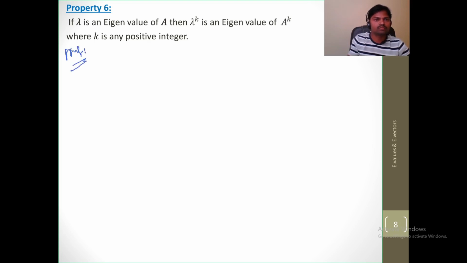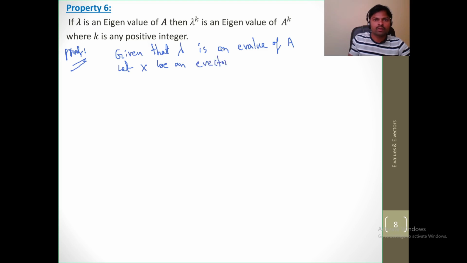Proof. Given that lambda is an eigenvalue of A. Lambda is an eigenvalue of A. Let x be an eigenvector with respect to the eigenvalue lambda.